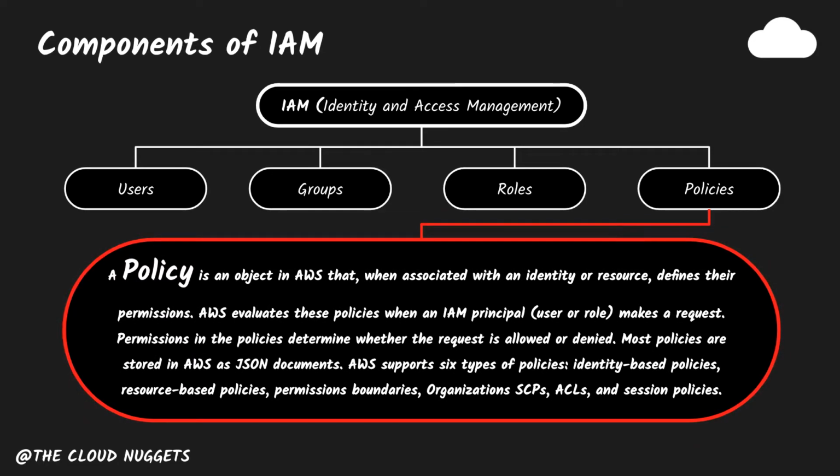Policy. A policy is an object in AWS that, when associated with an identity or resource, defines the permission. AWS evaluates these policies when an IAM principal makes a request. Permissions in the policy determine whether the request is allowed or denied. Most policies are stored in AWS as JSON documents. AWS supports 6 types of policies: identity-based policies, resource-based policies, permission boundaries, organization SCPs, ACLs, and session policies.